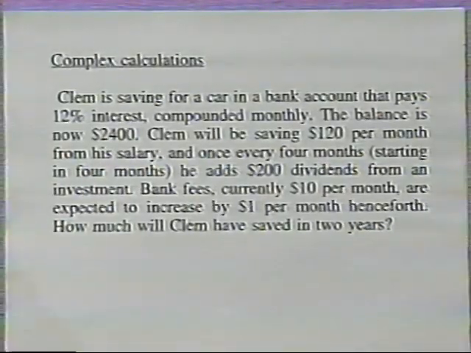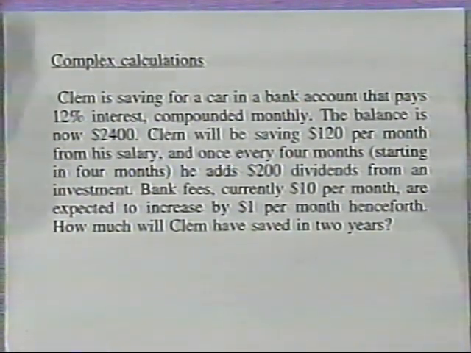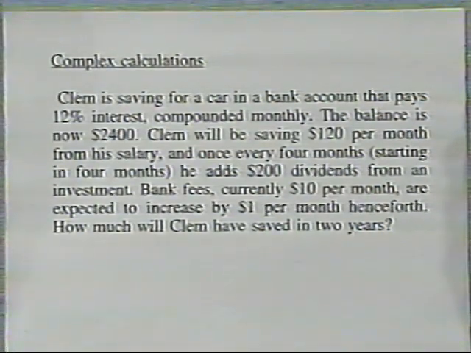What we do in that case is to decompose a complex cash flow into a set of cash flows that follow the definitions we've given previously. I have an example here where Clem is saving for a car, and he's put the money in a bank account that pays 12% interest compounded monthly. We have a balance of $2,400 currently, and Clem's going to be saving $120 per month from his salary.